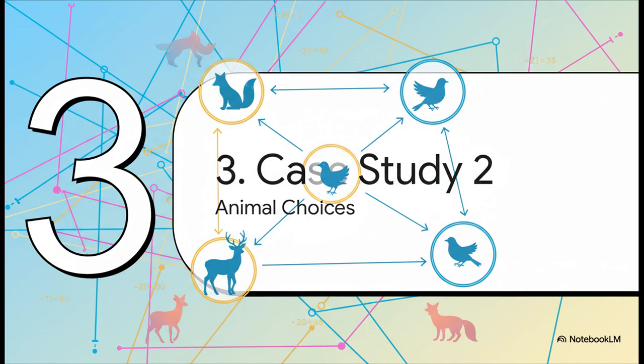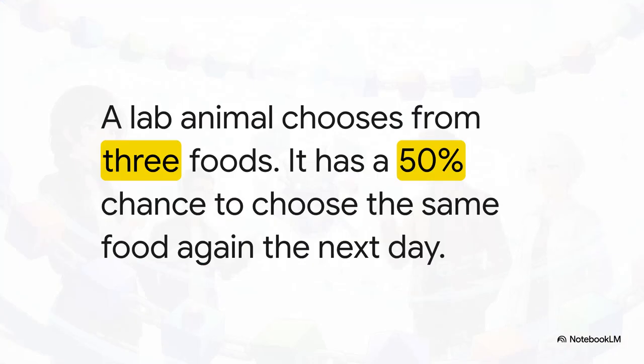Okay, let's level up just a little bit. We're going to do another one, but this time with 3 states instead of 2. Don't worry, you'll see the logic is exactly the same. So for this one, imagine a lab animal that gets to choose between 3 different foods each day. We've noticed a pattern. Whatever food it chose yesterday, it has a 50% chance of choosing that same food again today. And if it decides to try something new, it's not picky. It splits its choice evenly between the other 2 options, so a 25% chance for each.